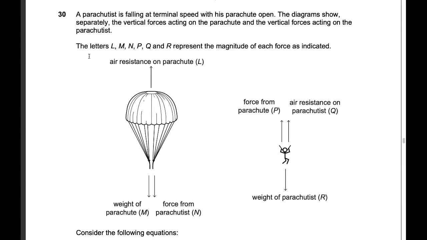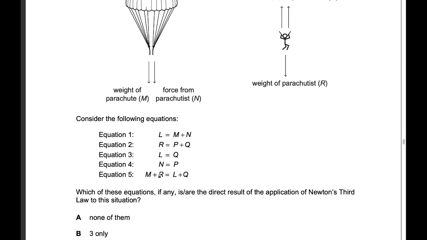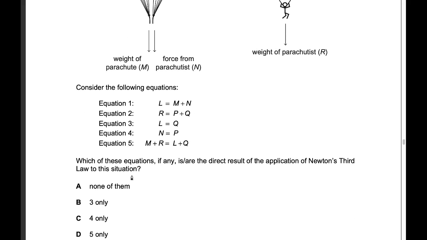Right, a parachutist is falling at a terminal speed with his parachute open. Okay, here are the diagrams. Okay, so we've got all of the forces on the parachute. We're treating the parachute like a separate object, and we've got all of the forces on the parachutist. Okay, consider the following equations. Which of these, if any, is the direct result of the application of Newton's third law to this situation?